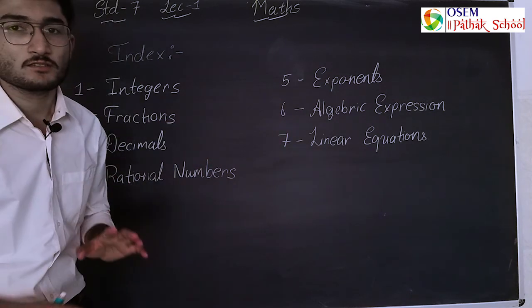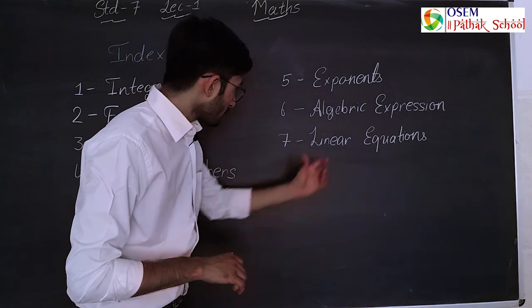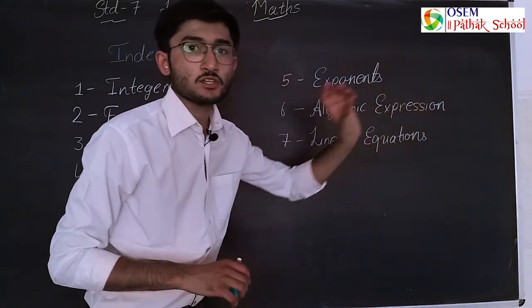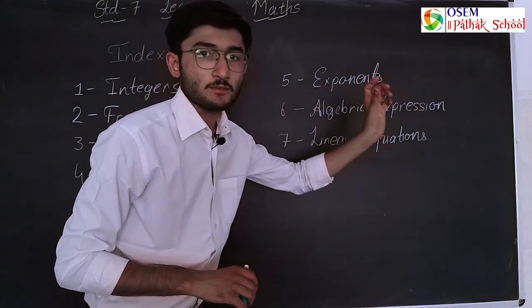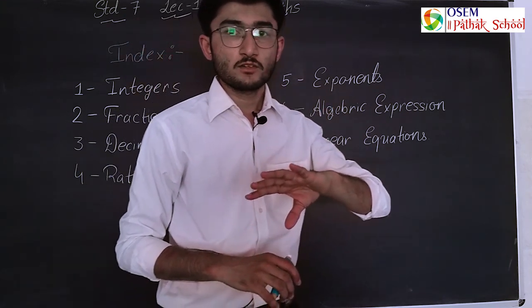These 2 chapters are interrelated with each other. How? Here you will be forming an equation from a given statement. Suppose I am saying 5 times the age of Raju is his father's age.